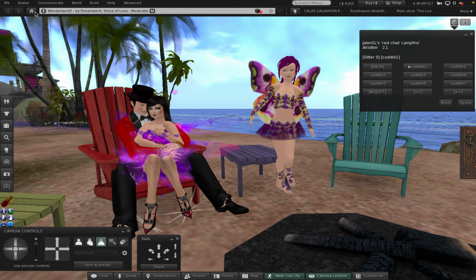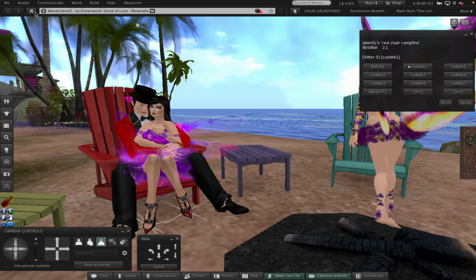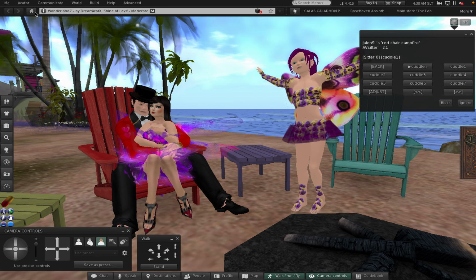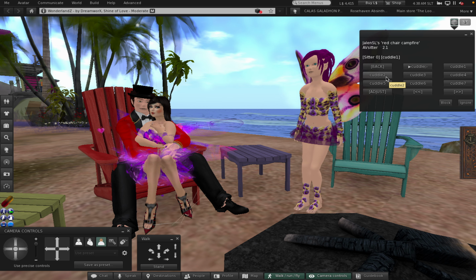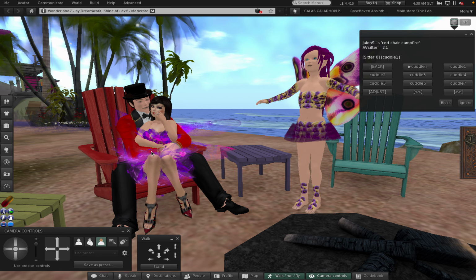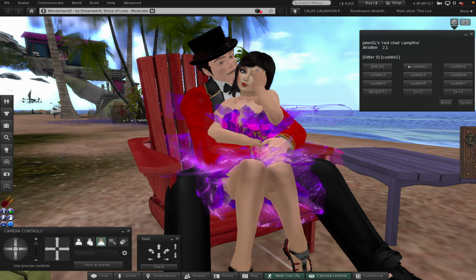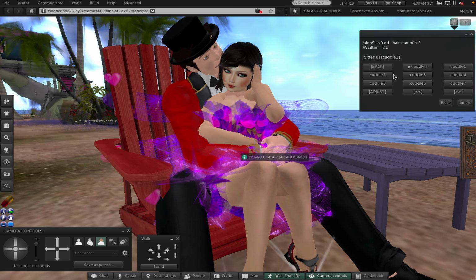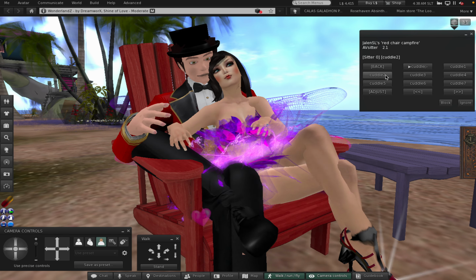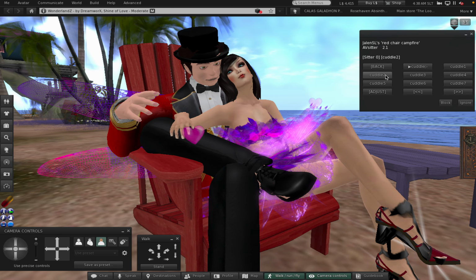This is the Red Chair Campfire. We are on Cuddle 1. Let's see what this has for us. Very cute so far. Let's get closer to them. Now that we've seen baby. Very cute.